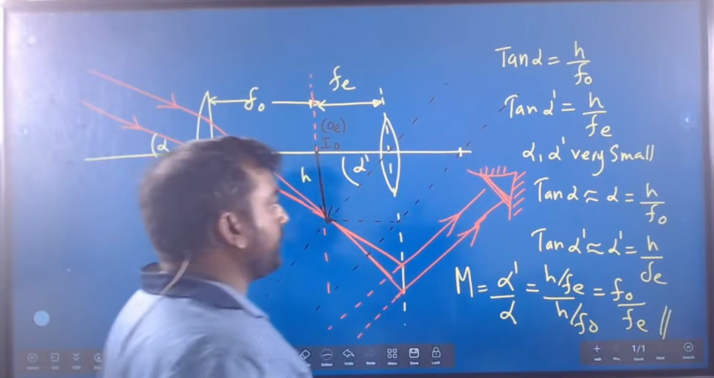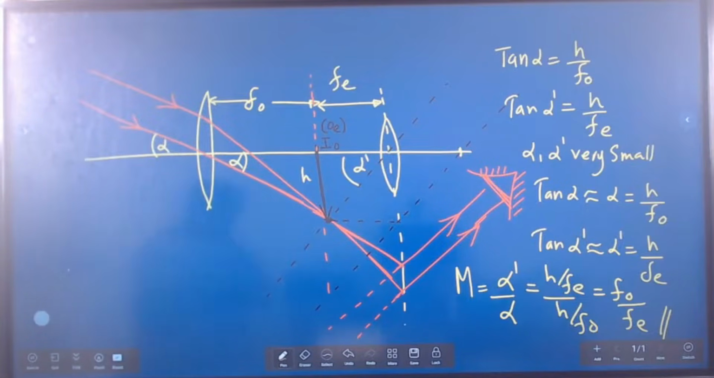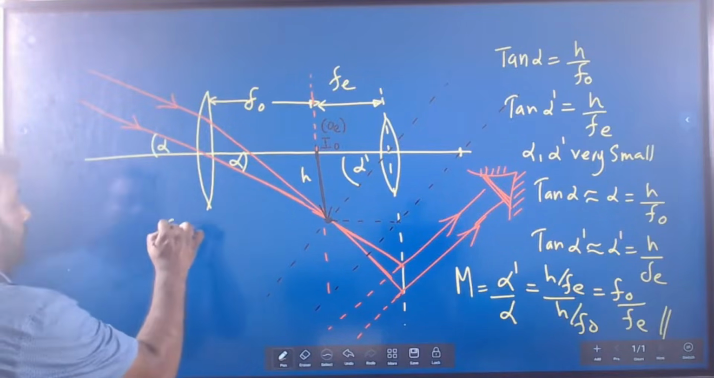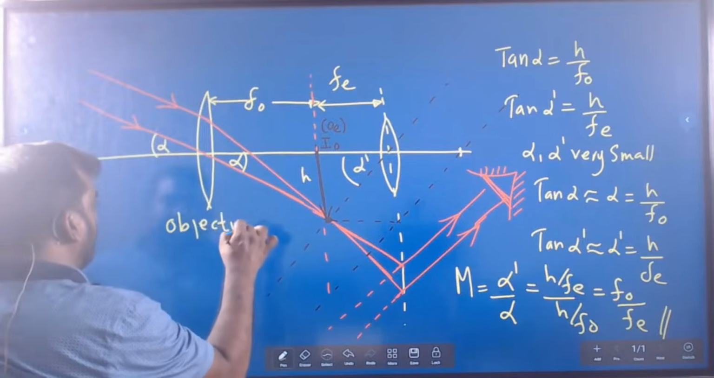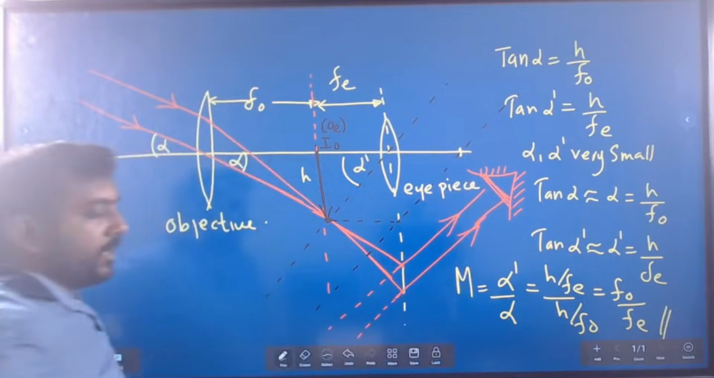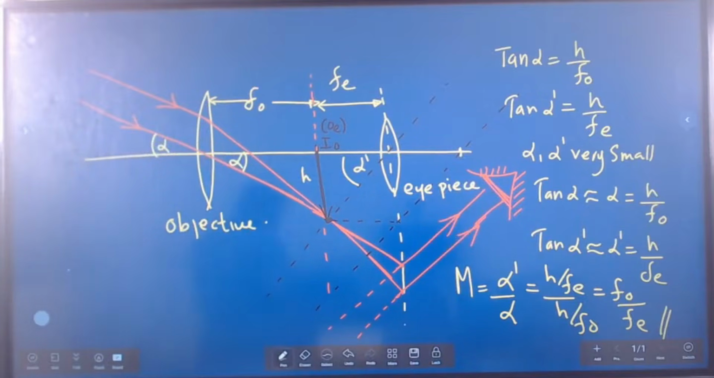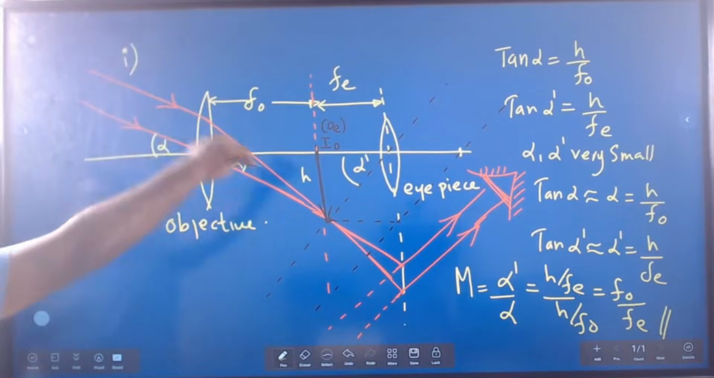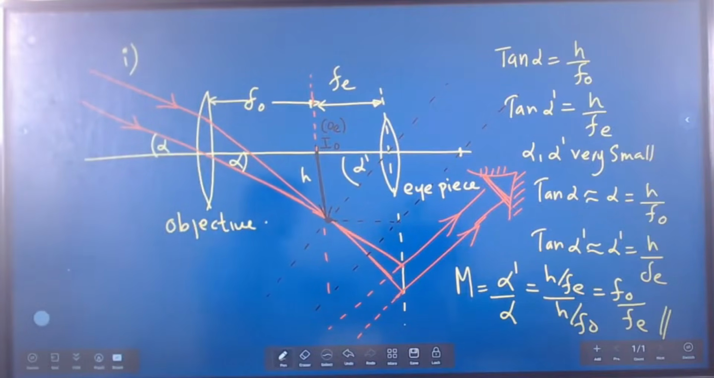This should be drawn. Very important. Please name it: objective, eyepiece. So Roman 1, this is the diagram, that's the proof. Diagram and proof.